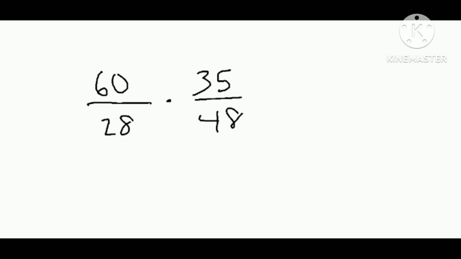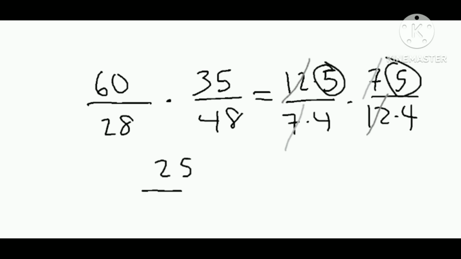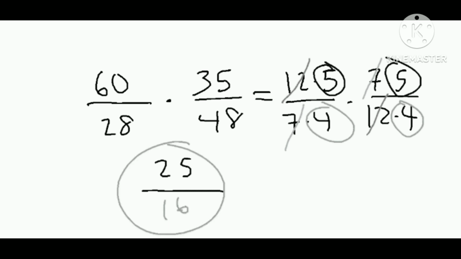into smaller numbers. For example, 60 is 12 times 5. 28 is 7 times 4. 35 is 7 times 5. And 48 is 12 times 4. So notice that we can cancel a 12, we can cancel a 7, and that's about it. So what we have left over on top is 5 times 5, and that's 25. And on the bottom, 4 times 4, which is 16, and this is the answer. It's 25 over 16.